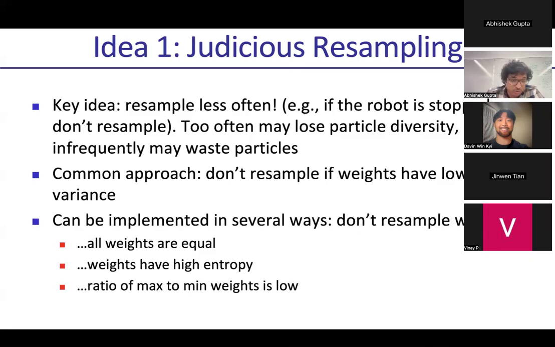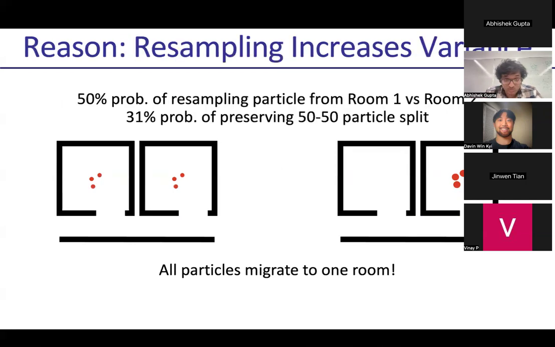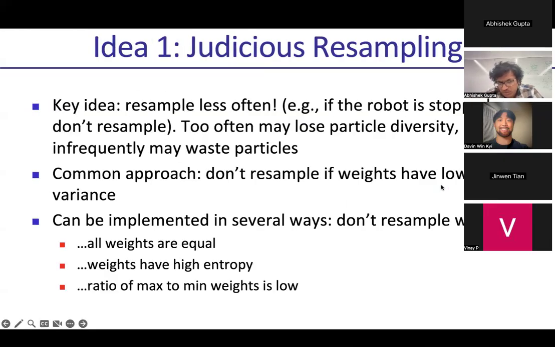So, for instance, if all your weights are equal, your weights have high entropy, the max and min weights are pretty low, then you might be in a scenario that looks kind of like this, right? Somewhat equal distributions. And if you're resampling, then you're risking this particle migration problem. One thing you'll see in your homework is that if you resample too much, like take the same distribution, resample, just do it for fun, you'll see that the distribution often just collapses. And so you want to be a little careful not to collapse your distribution this way.